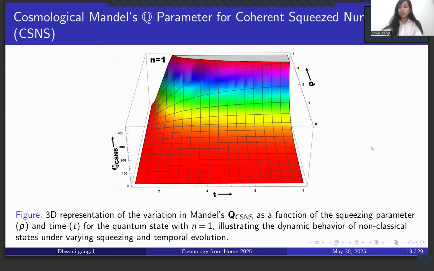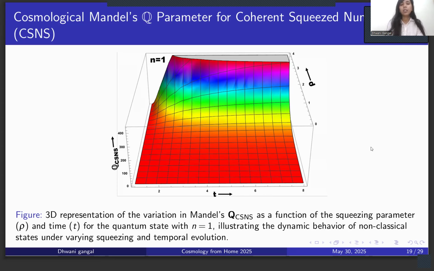The 3D graph will show that by varying the time parameter, number parameter, and squeezing parameter, it will reveal the non-linear amplification of quantum statistical fluctuation with squeezing and time evolution. This is the 3D representation, and we can take whatever n value we want. So we are taking n equal to 1 to 5.